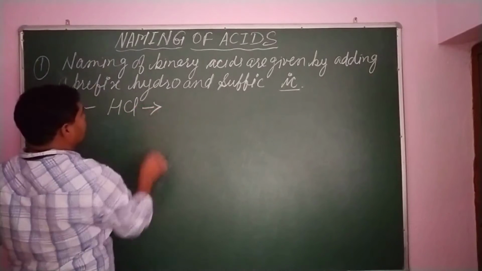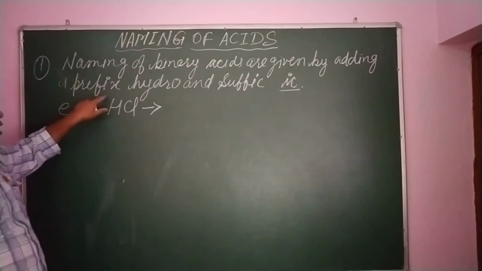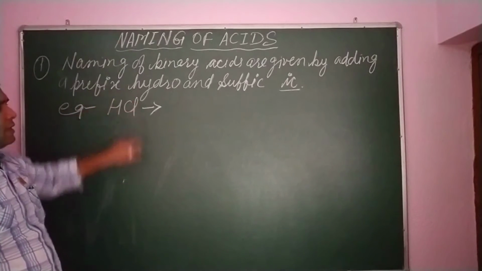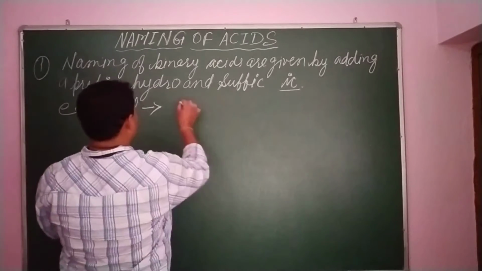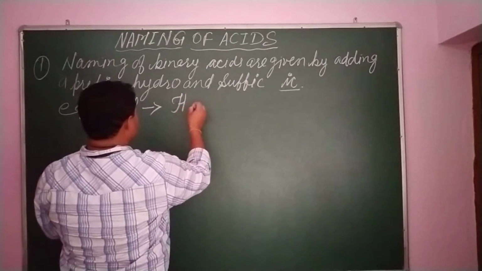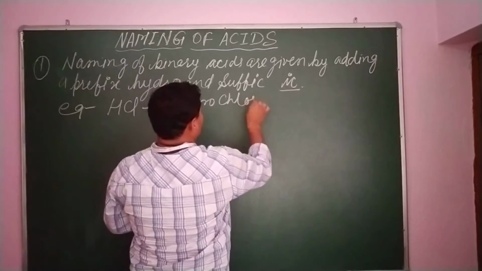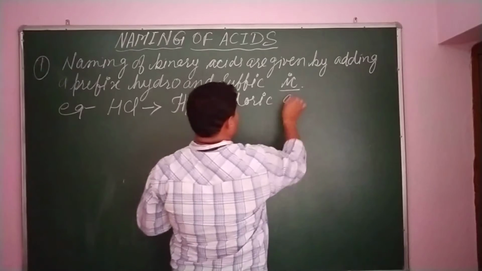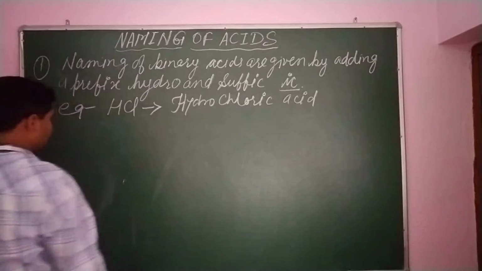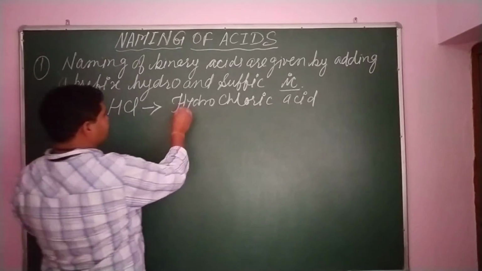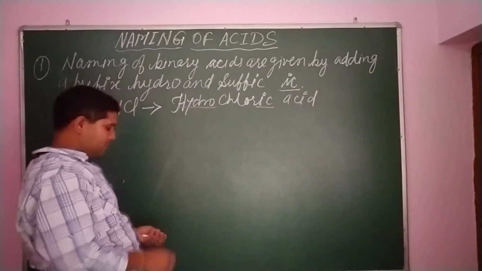HCl. So dear student, it is known as a binary acid, and the prefix hydro and the suffix ic are used. So the acid is known as hydrochloric acid. A prefix hydro and suffix ic is being used.